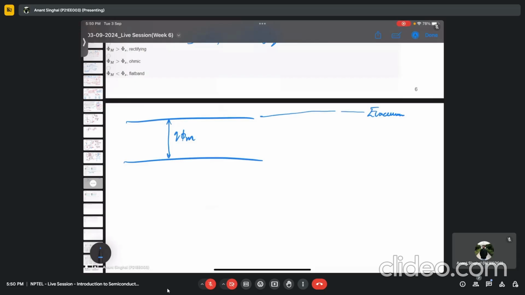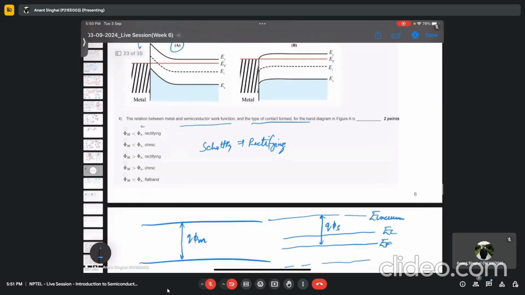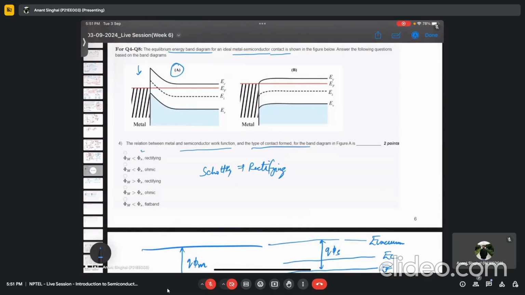What you can try is to take two cases, one in which the Fermi level is over. So let's say this is EC, this is EV. That will be making phi m greater than phi s, and you can make the contact diagram. Similarly, you can take another case in which phi s will be coming below that, and you will see which band diagram looks like figure A.